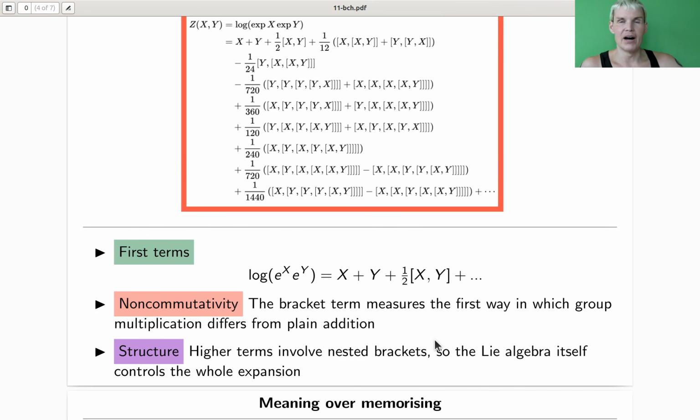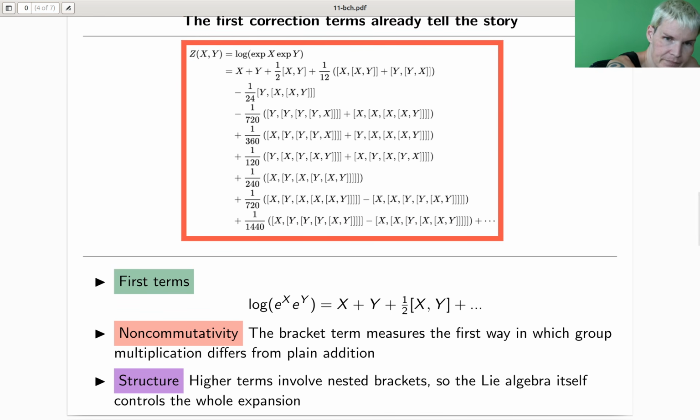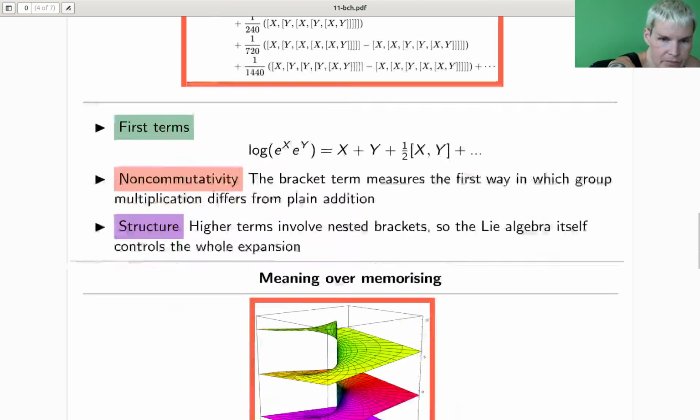So eventually, the Lie algebra itself, the whole Lie algebra with all of its structure, controls the whole expansion, which is again a good reason why a Lie algebra is not just the linear space, but it's also the bracket operation. You could see that without the bracket, there would be literally nothing you can do. So literally, the bracket somehow remembers the non-commutativity of the story. That's essentially the formula.